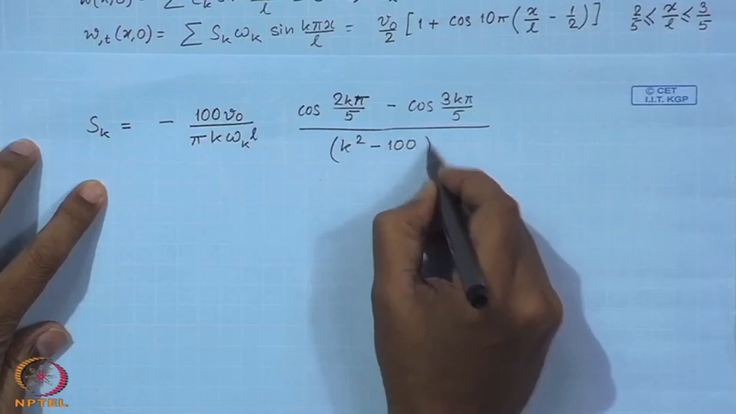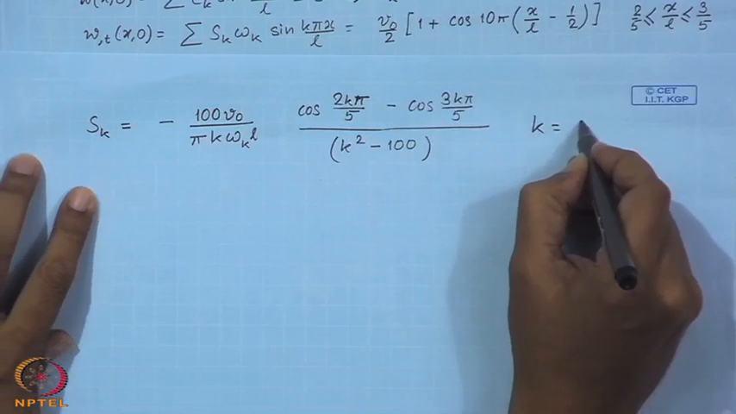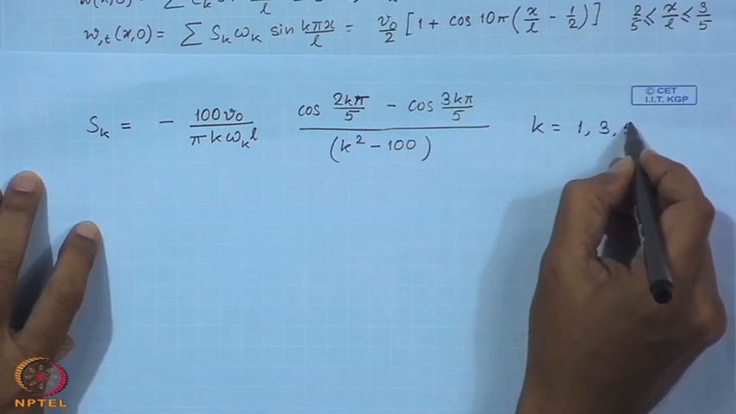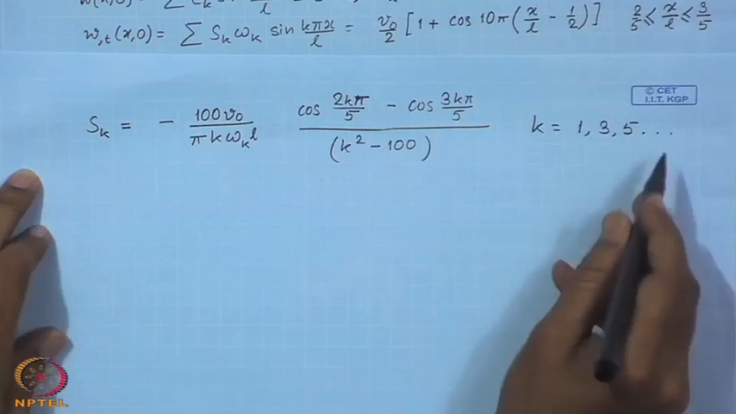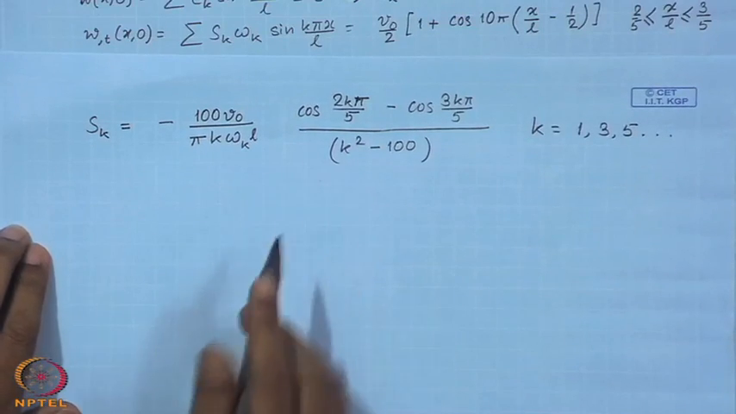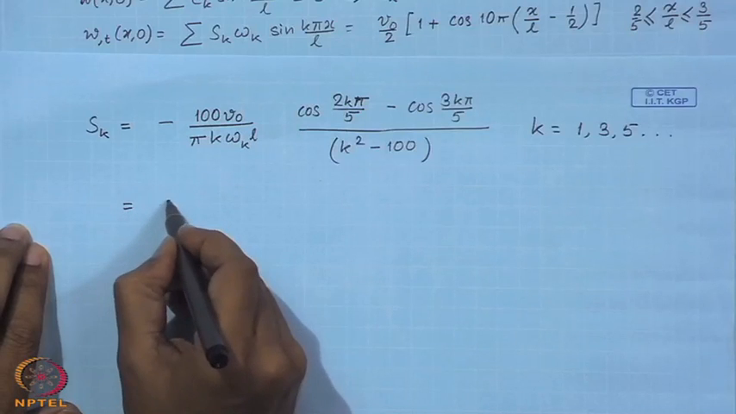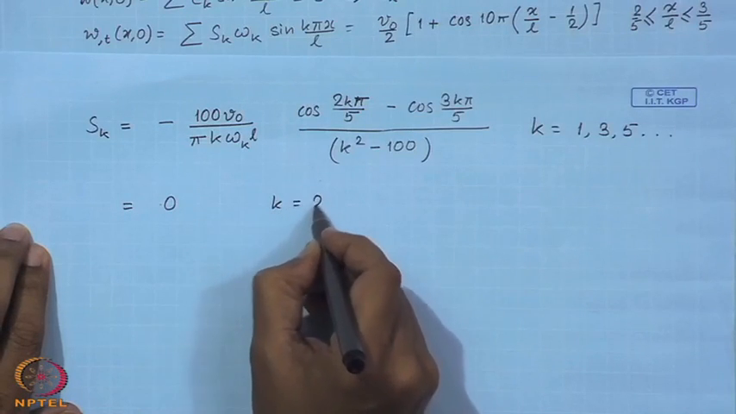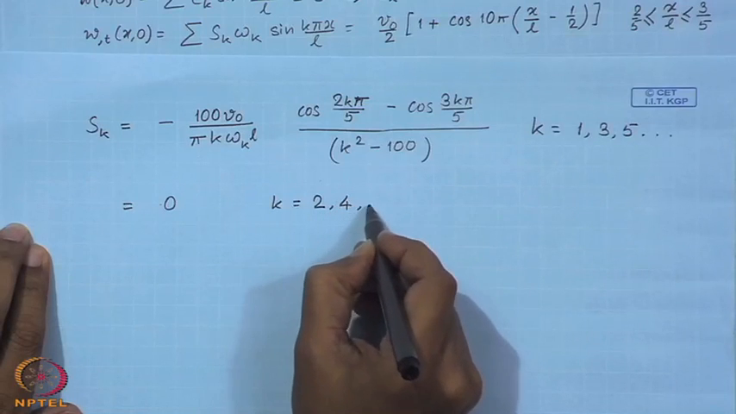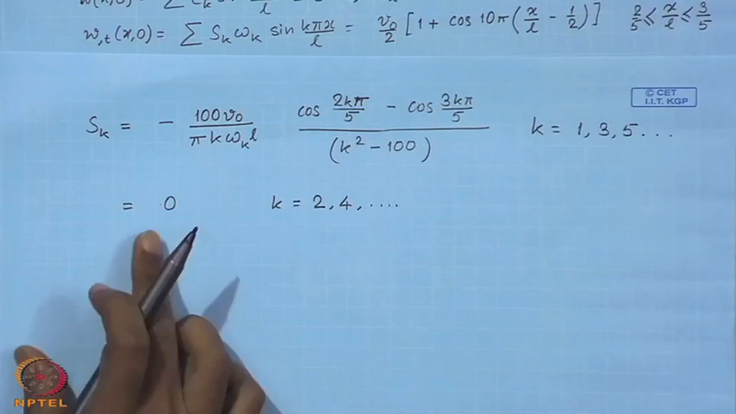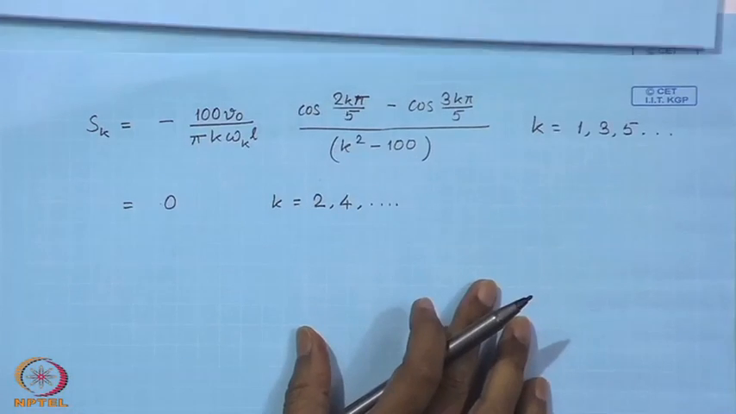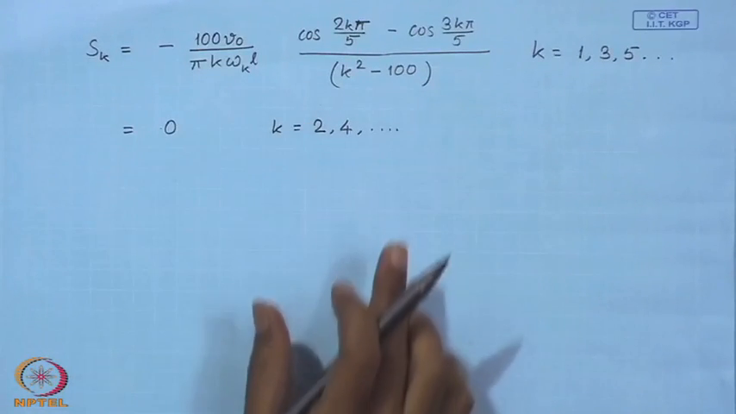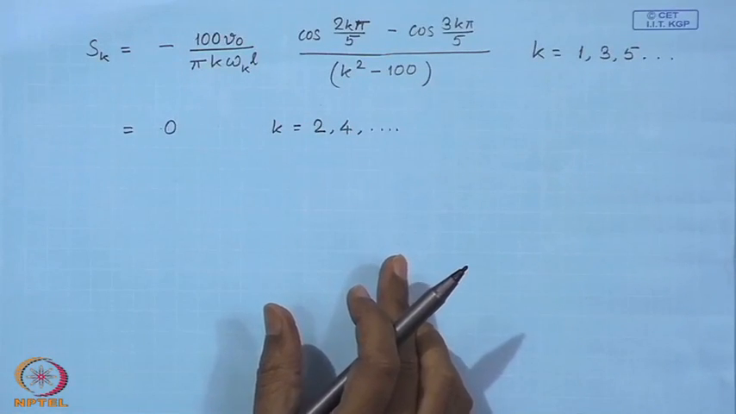for k equal to 1, 3, 5. So, for all odd values of k we have this, and 0 for all the even values. So, for all the even values S k is 0, for all the odd values we have this expression of S k.